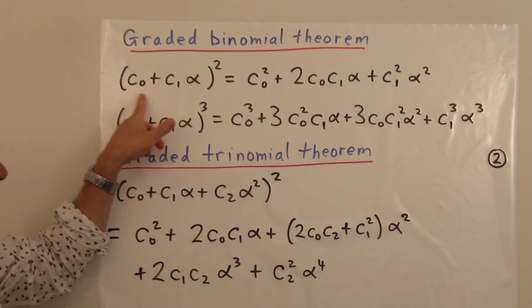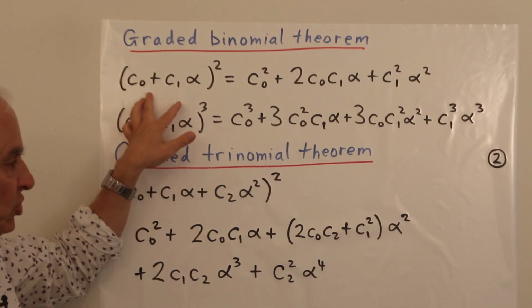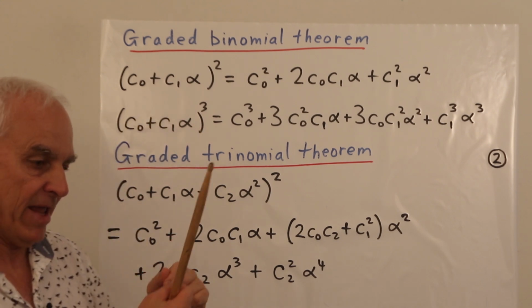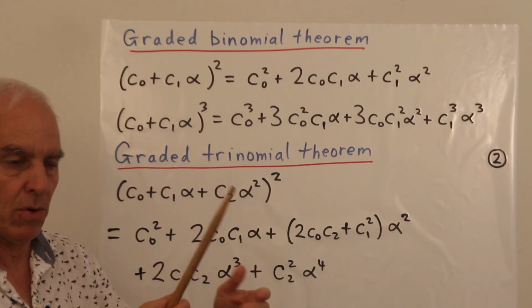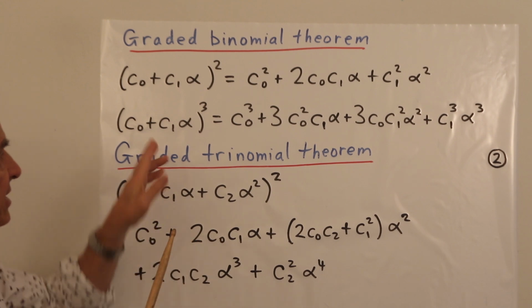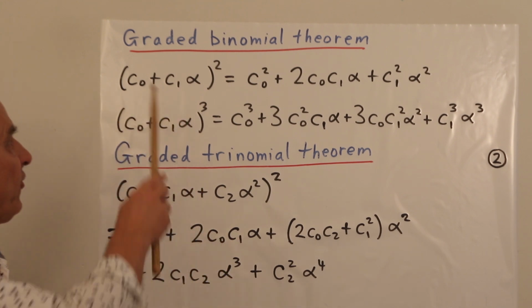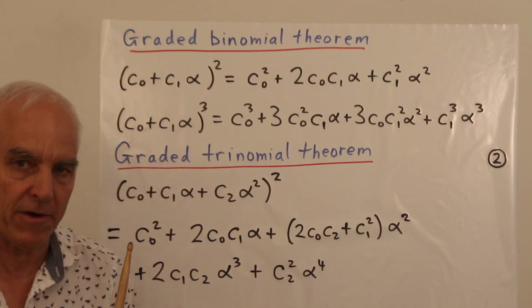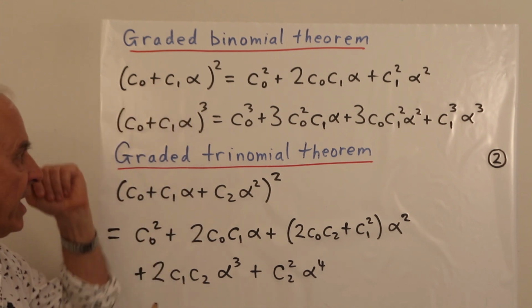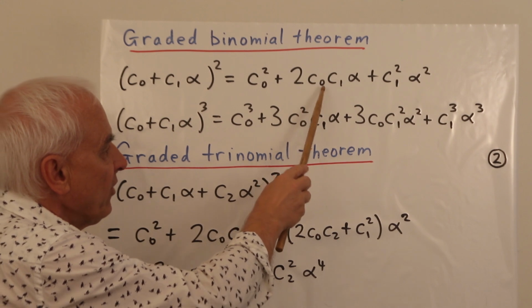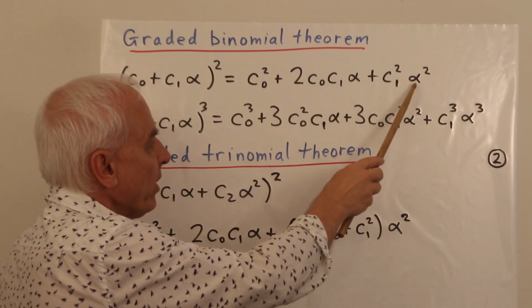So let's go back to the binomial theorem with just two entries, but instead of having a1 plus a2, or x plus y, let's think of these two entries as being the first two entries in a polynumber, C0 plus C1 alpha. So if we square that, say, we get C0 squared plus 2C0 C1 alpha plus C1 squared alpha squared.